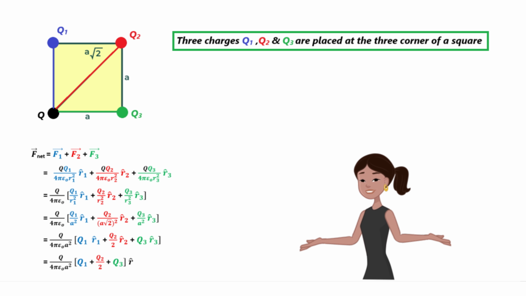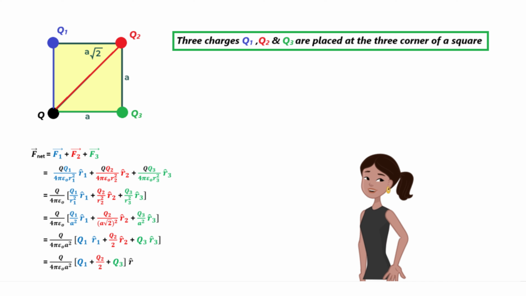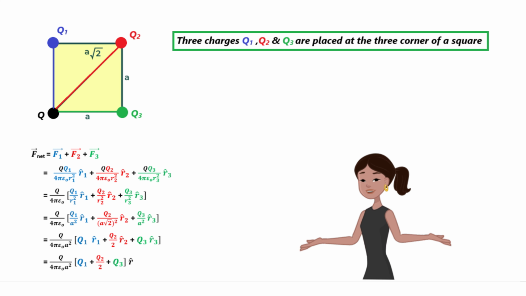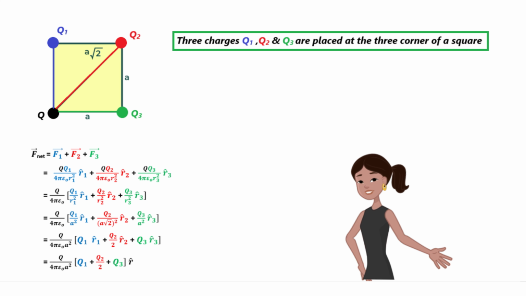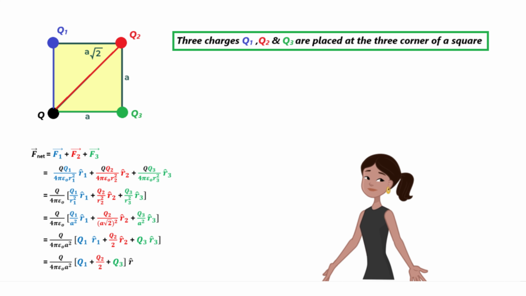Another case is where three charges are placed at the three corners of a square whose sides are denoted by A. If we place the test charge at the fourth corner of that square, it will experience the force due to all of them. Please note that two of the charges, blue and green, are a distance A apart, whereas the red charge is placed at a distance root 2 A from the test charge. Using the superposition principle, we can calculate the force like the previous approach.